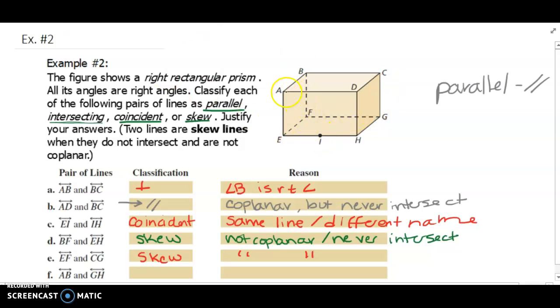Line AB. So line AB is here. And line GH, which is right here. Now this one's kind of tricky. Okay. Could we say that these lie on the same plane if we were to draw this diagonal here? Okay, so those are coplanar. You have to kind of read between the lines. They are coplanar, but they would never intersect. So those would be parallel lines. And I'm just going to put the symbol again because they're coplanar, but never intersect.